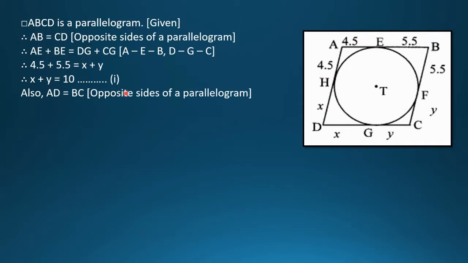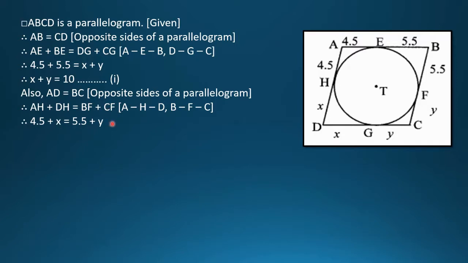Also, if you see, AD and BC will be equal as opposite sides of a parallelogram are equal. So we can do the same thing. In place of AD, we can write AH plus DH equal to, and in place of BC, we can write BF plus CF. Substituting the values, AH is 4.5, DH is x, BF is 5.5, and CF is y.